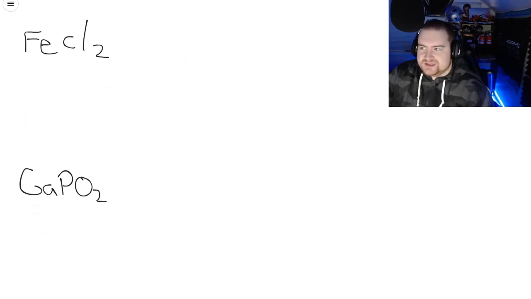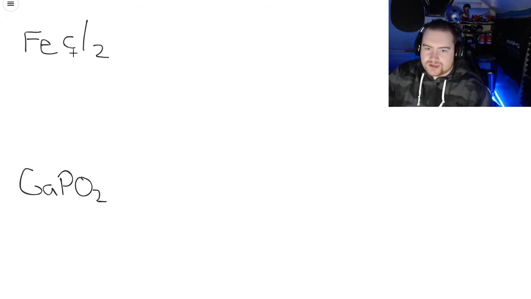Next, we have FeCl2. So we identify this as the same thing. It is a binary ionic compound. What makes this different is that iron is going to be a transition metal. So when we have a transition metal, don't forget we're using Roman numerals to tell the charge of the transition metal. So in this case, iron's charge is going to be dependent on the anion that we have.